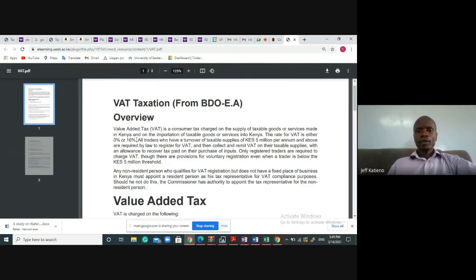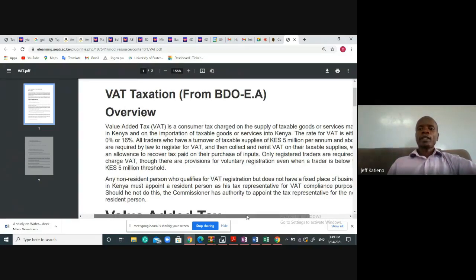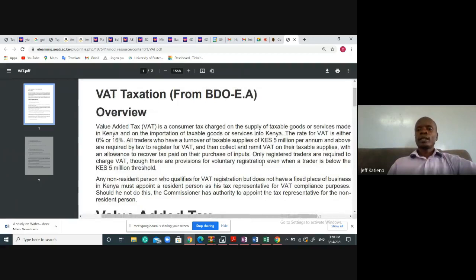So for value added tax, the rate is 16%. That one we know. The rate of tax is 16%. Now we need to know that you are eligible to be registered for VAT if your annual income is not less than 5 million. If you are a small trader and your annual income is, let me say, 1,500,000, then you may fall under turnover tax. So for value added tax, you have to transact 5 million in sales per year.